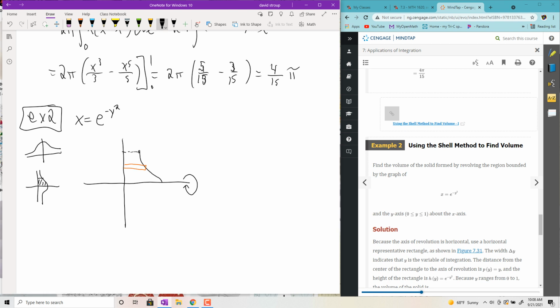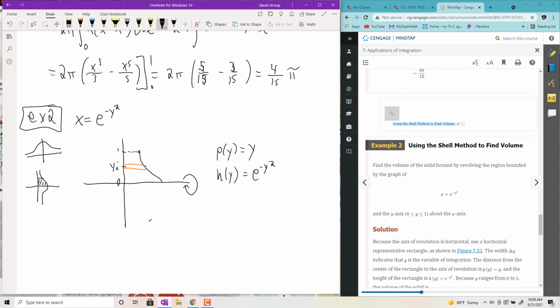Its base is on the y-axis, so we're integrating with respect to y. The radius function, rho of y, will just be y. And then the height function will be e to the negative y squared. So I think we could just plug that into our integral and go to town. We're going from 0 to 1. It says that in the problem.